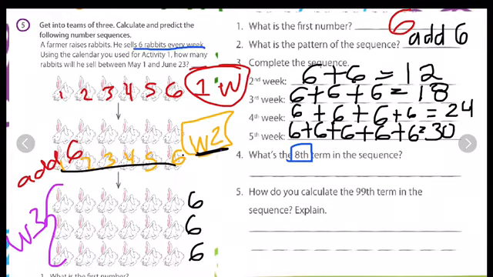Really simple. You can do multiplication easier, okay? Instead of doing 6 plus 6 plus 6 plus 6, you can do the multiplication. 6 times 2, 12. 3 times 6, 18. 4 times 6, 24. 5 times 6, 30. Then in this case 8 times 6 will be 48.